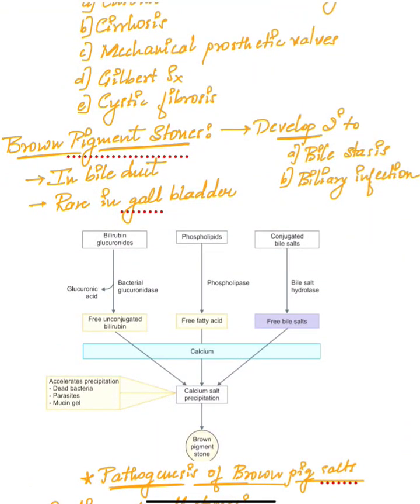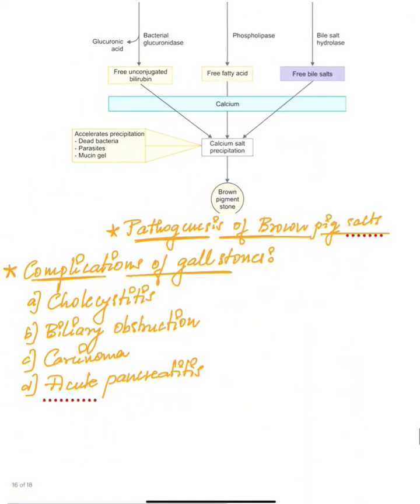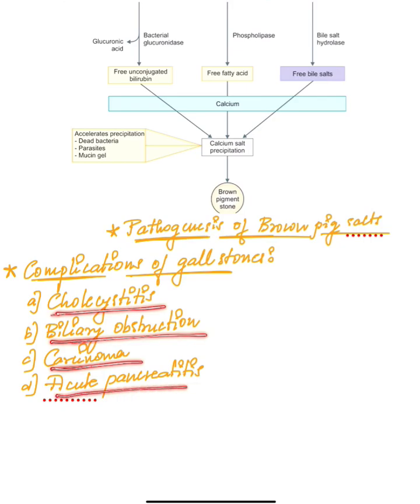Like the cholesterol stones, in brown pigment stones, bilirubin, glucuronidase, phospholipids, and conjugated bile salts may lead to calcium salt precipitation. The factors which accelerate precipitation are dead bacteria, parasites, and mucin gel, which lead to formation of brown pigment stones. Now coming to complications of the gallstones. It may lead to cholecystitis, biliary obstruction, carcinoma, or acute pancreatitis.